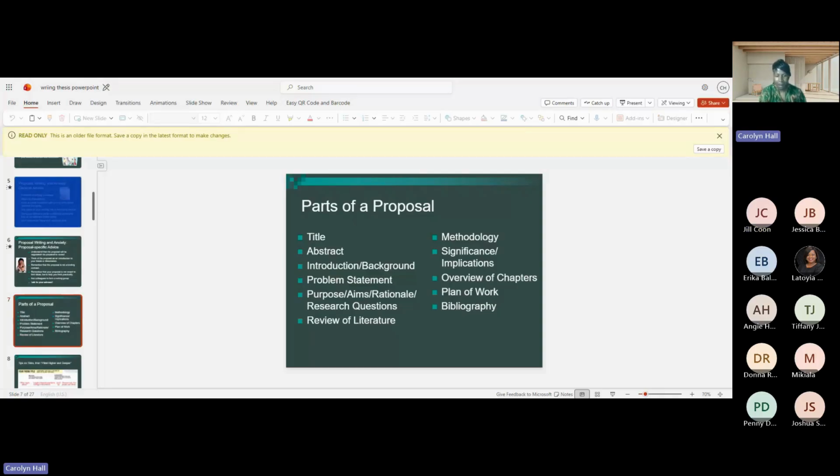Okay. Next thing, the statement of the problem. What is the statement of the problem? In this particular section, you're going to illustrate how there is a problem, whatever it is you're researching, and you're going to build that problem from the existing scholarship, right? You're going to build that problem from existing scholarship.